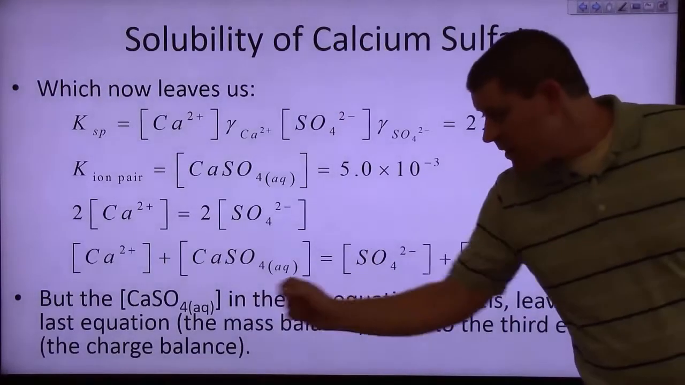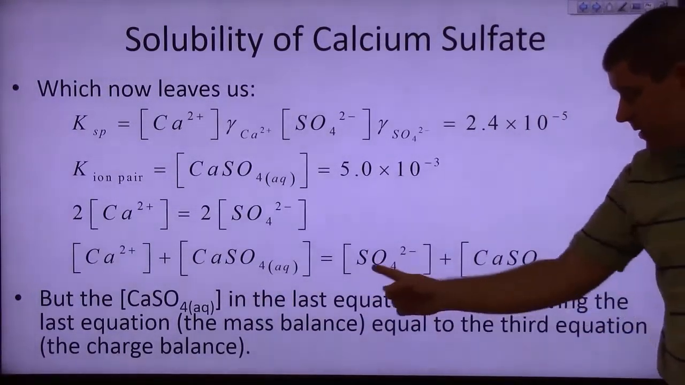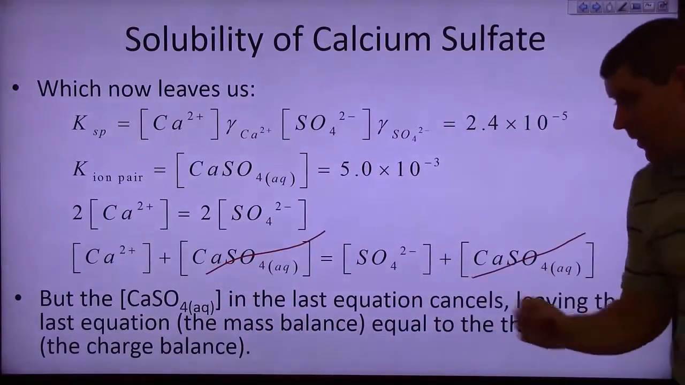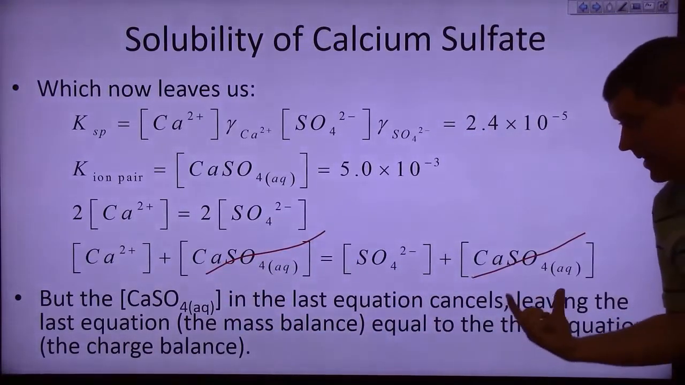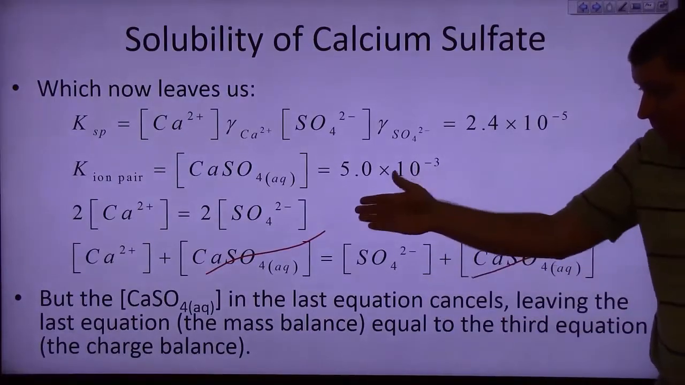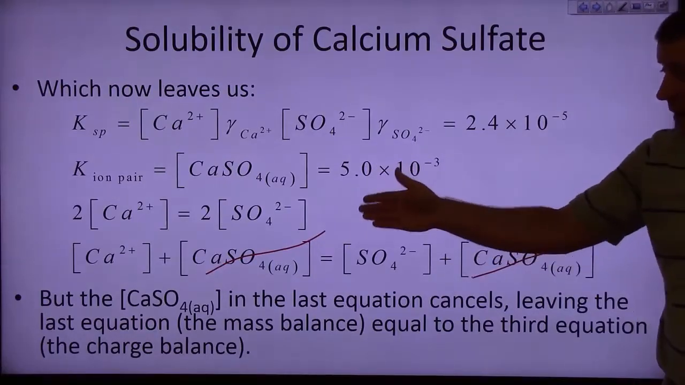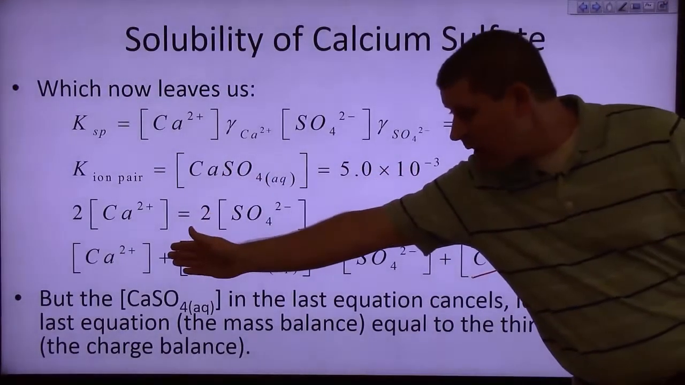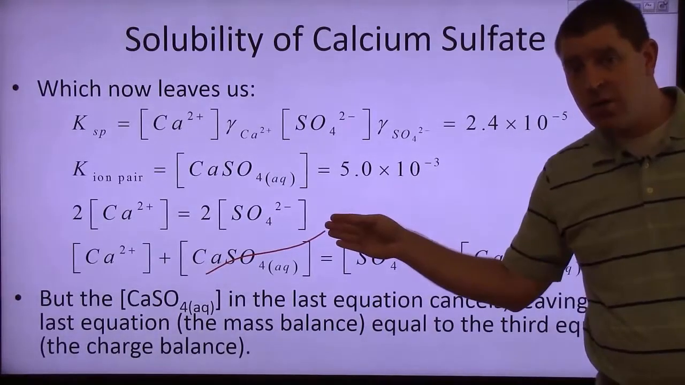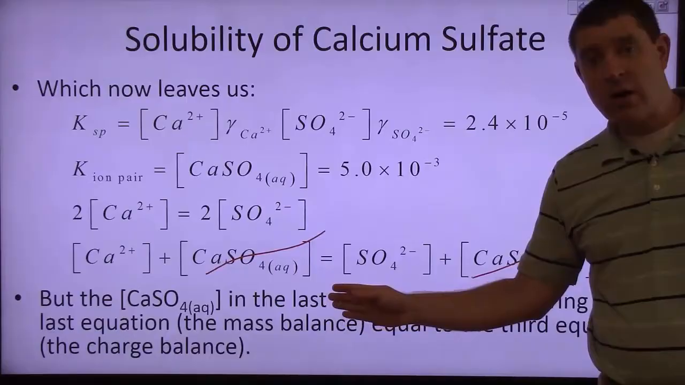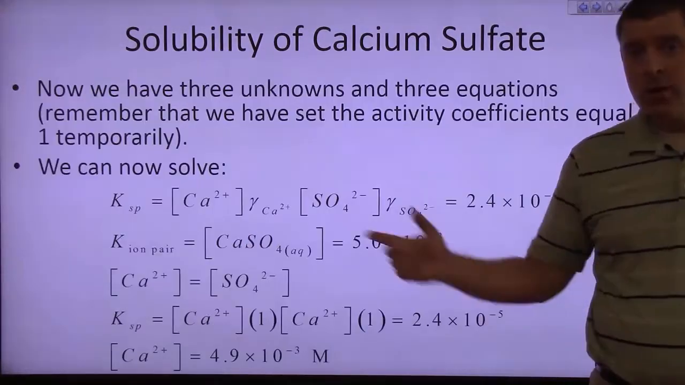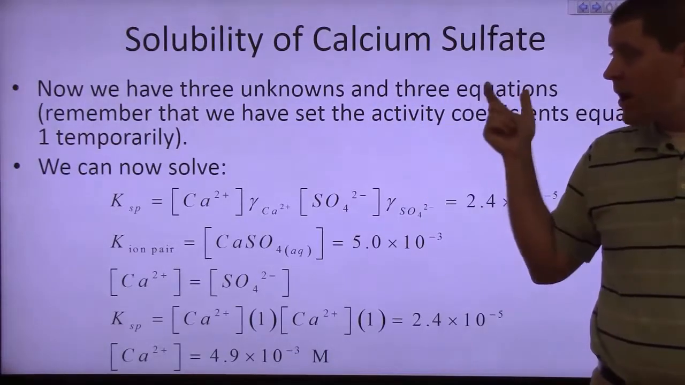But note here that the calcium ion concentration in this last equation cancels. We've got it on the left side, and we have it on the right side. That leaves this last equation, our mass balance, equal to our third equation, our charge balance, because there we just have a relationship between our calcium ion concentration and our sulfate ion concentration. If we just divide this third one by 2, then we have what we have in our fourth equation, which means we really only have 3 equations. So we now have 3 unknowns and 3 equations.